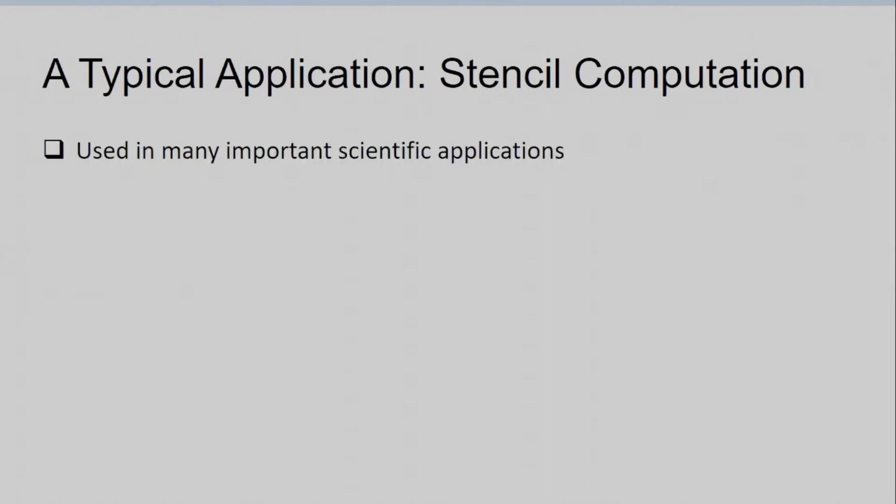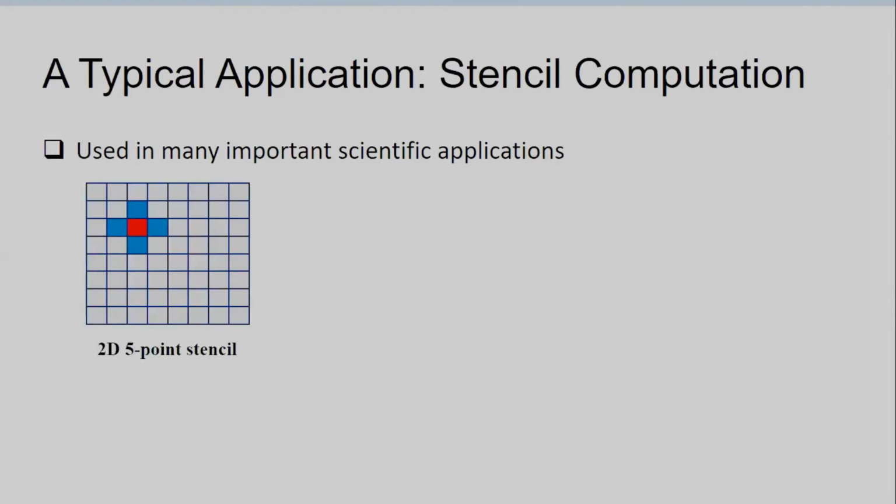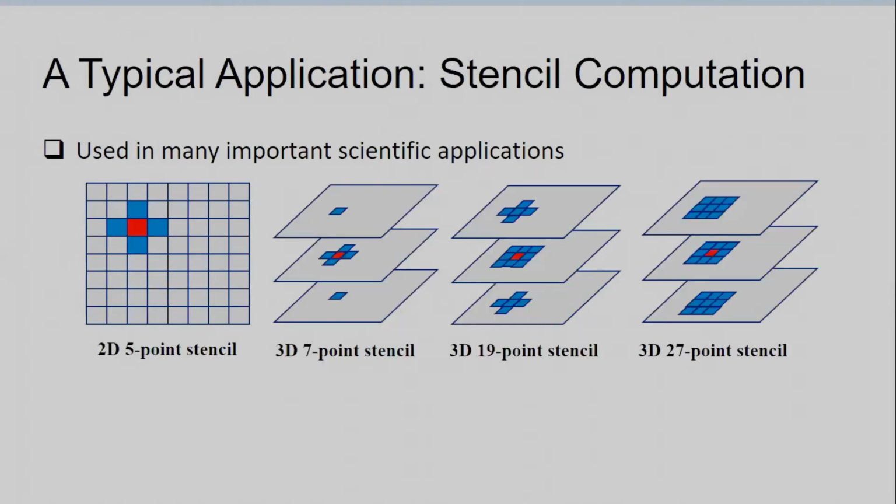We use a typical application in this work, stencil computation. Stencil computation has been used in many important scientific applications, including scientific simulation, earthquake or weather prediction, and so on. Here is a 2-dimension 5-point stencil. Each point in the grid has to be updated by all its neighbors' values. Now here are 3D stencil computations, 7-point, 19-point, and 27-point stencils.